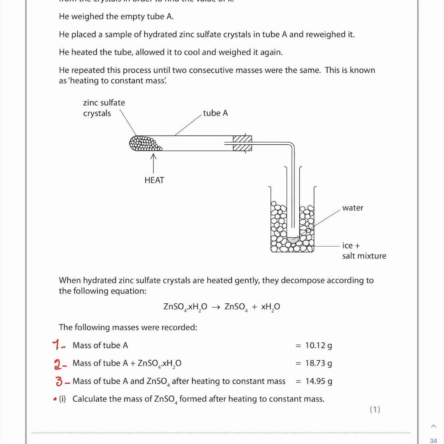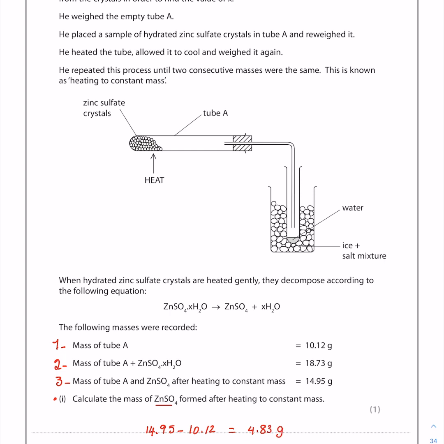Question I. Calculate the mass of zinc sulfate formed after heating to a constant mass. عشان نجيب وزن الانهيدرous zinc sulfate هنعمل 3 minus 1 عشان نكنسل وزن التيوب فيسيب لنا الانهيدرous zinc sulfate. يبقى هنا هنعمل 14.95 minus 10.12 give you 4.83 gram.